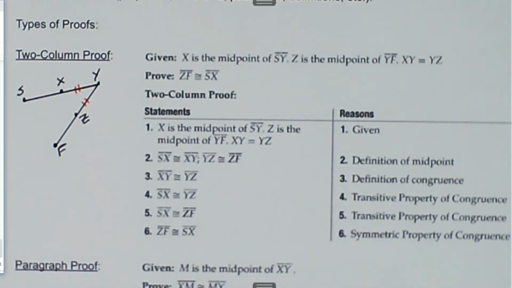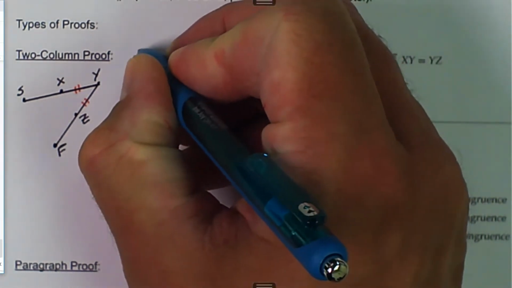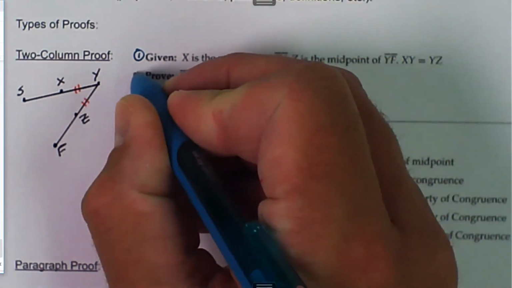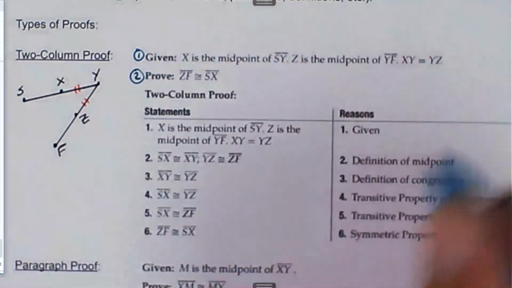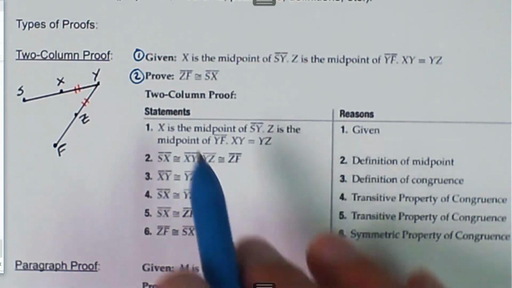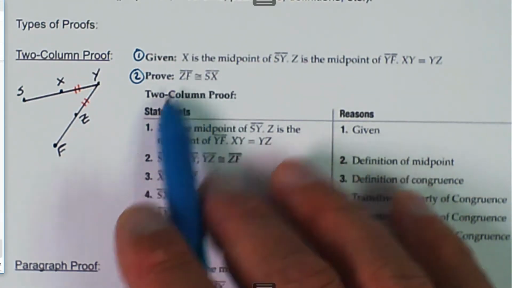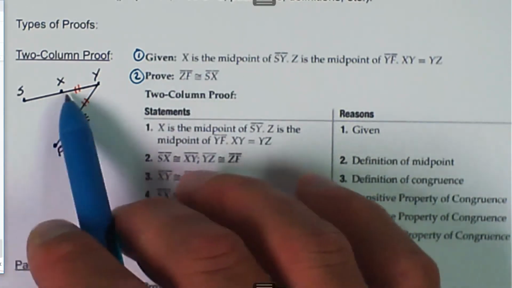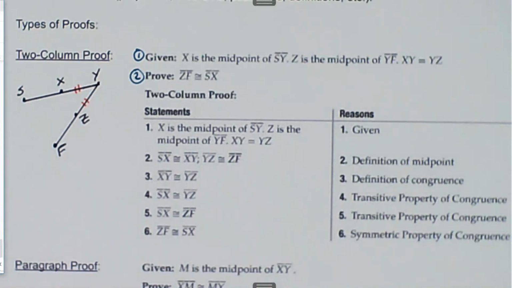And when we're looking at the parts of a two-column proof, there are 5 parts that we want to pay attention to. The first one is the given. So we need to understand what's given there. The next thing we want to pay attention to is the prove. What are we trying to prove? We have this given information, but what we're trying to prove is the line segment ZF. So ZF is congruent to SX. That's what we're trying to prove there, and hopefully we'll be able to do it.